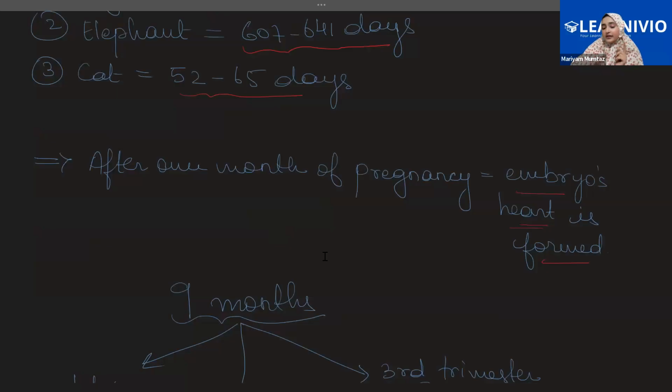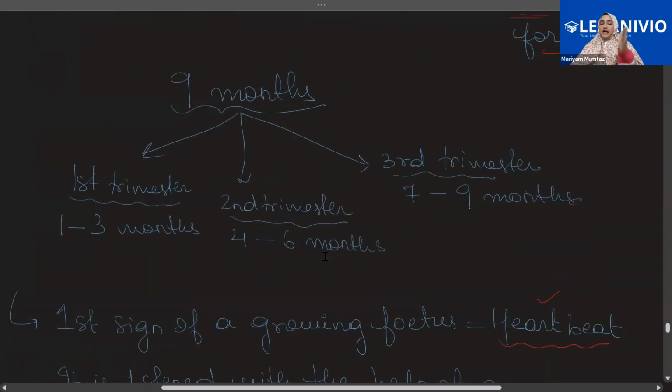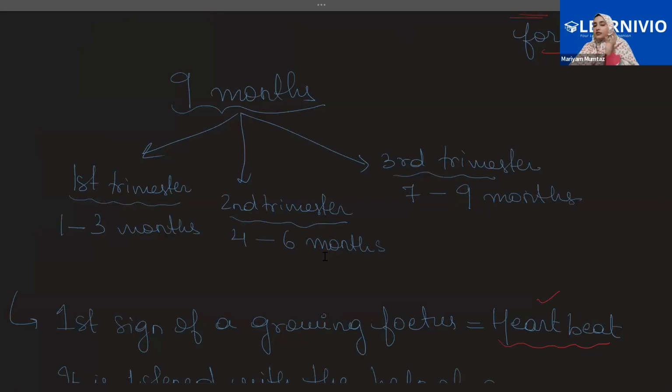So after the first month is completed, the heart of the embryo is formed completely. And the whole entire 9 months has been divided into trimesters. First trimester, second trimester, third trimester. Now, when we talk about the first trimester, the first 3 months mean the first trimester. The next 3 months, second. And the last 3 months, the third trimester.